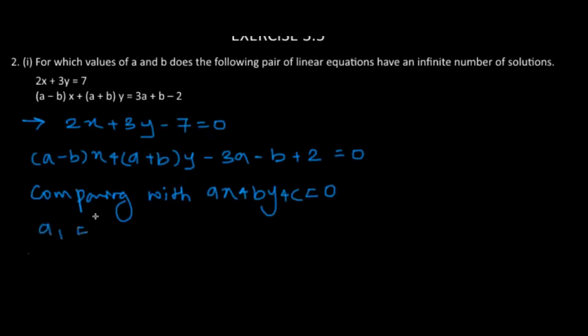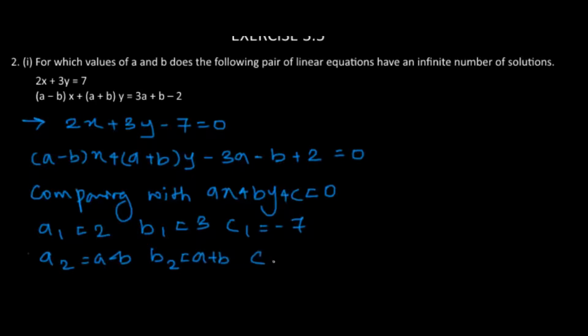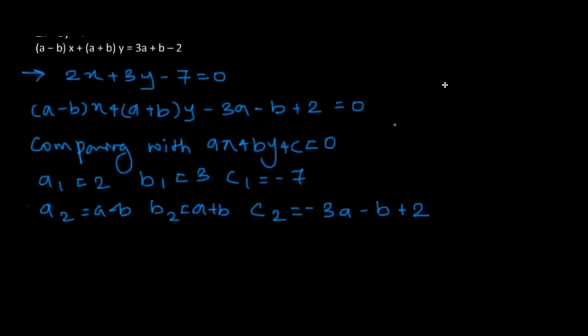So I'll get a1 equals 2, b1 equals 3 and c1 equals minus 7. When I compare the second equation, I'll get a2 equal to a minus b, b2 equals a plus b, and my c2 will be the entire expression, that is minus 3a minus b plus 2. Now for an infinite number of solutions, we know that the ratios should be equal, that is a1 upon a2 should be equal to b1 upon b2 and equal to c1 upon c2. So I need to apply this condition here.